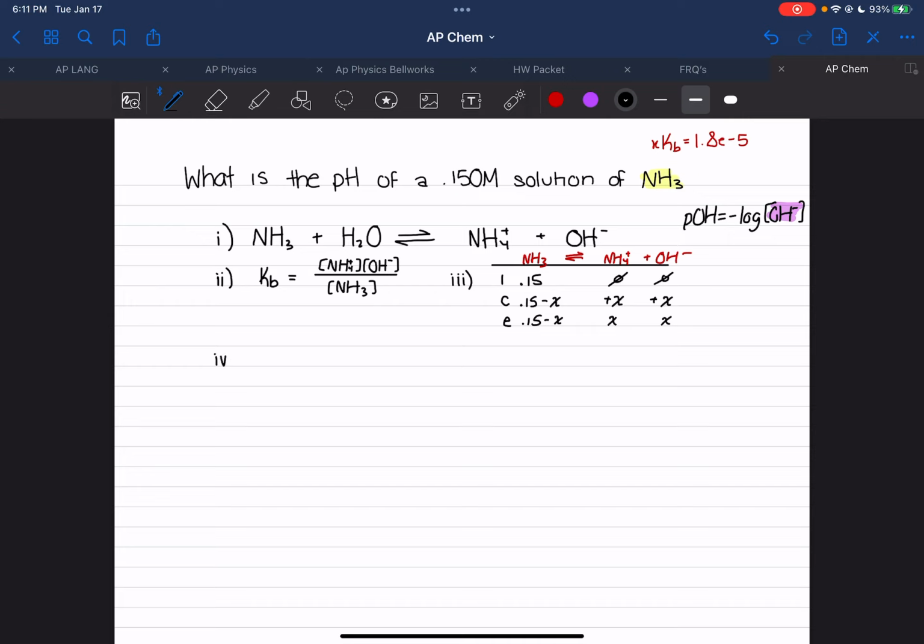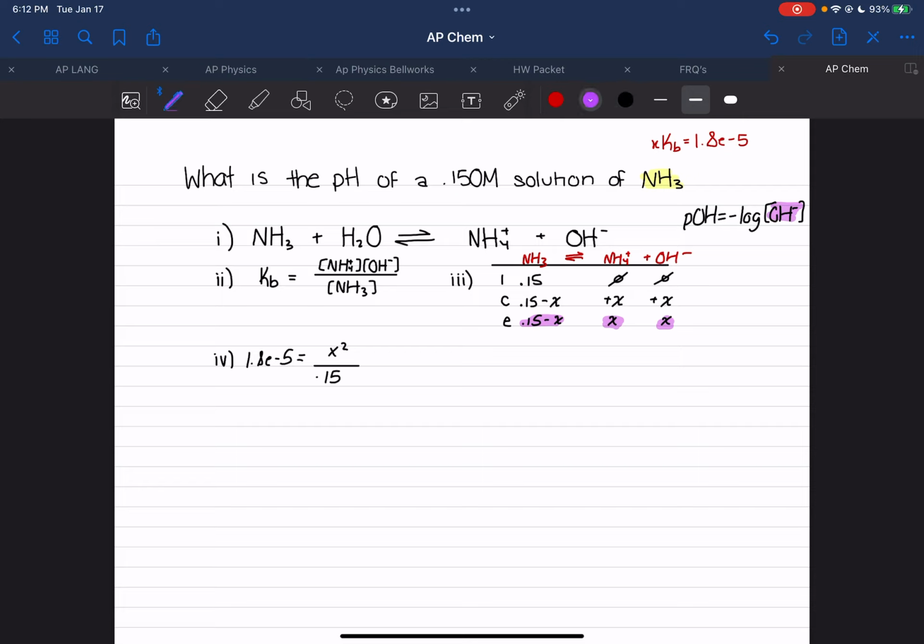So now step 4. In step 4, I'm going to take everything I found for my equilibrium and plug it in. So Kb, which is equal to 1.8 e negative 5, is equal to X squared, because it's X times X, over 0.15. And the reason I'm not putting 0.15 minus X is because I'm going to do the 5% rule. Once I find X and check if it's less than 5% when divided by the initial, I'll determine whether I can do this method, and if I can't, I'll have to go back and use the quadratic formula.